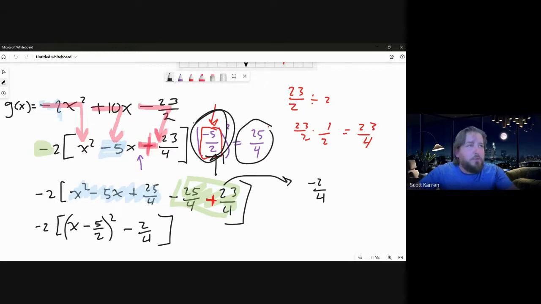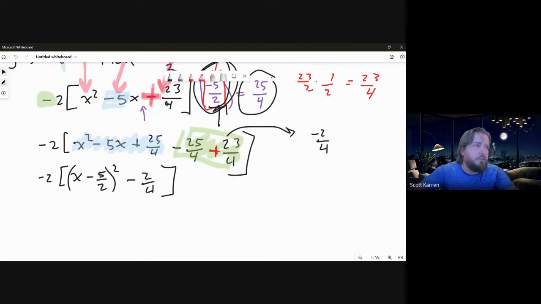All right, so the issue now at this point is that this is not exactly in the form of where we wanted it to be. We want this to be in the form of a times x minus h squared and then plus k.